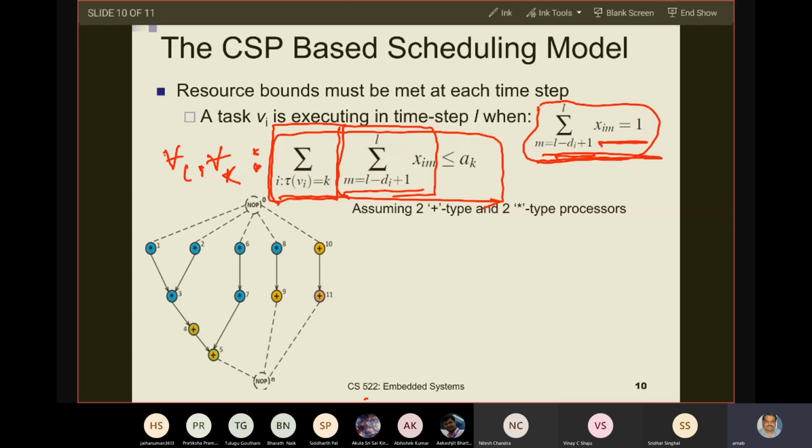Assuming that in this example you have two types of processors, one is the plus type, the other is the star type. Suppose that you have two plus type processors and two star type processors.